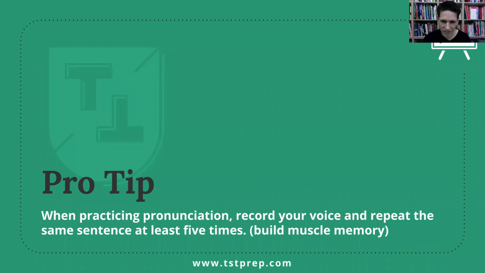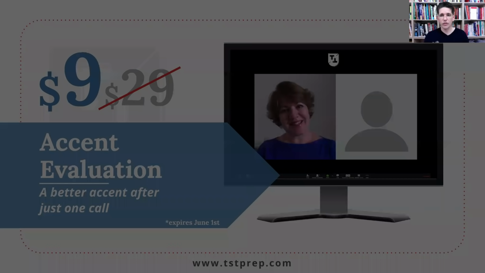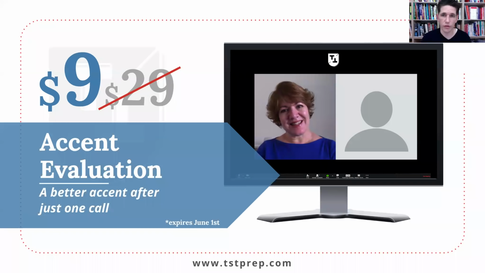So when practicing pronunciation, record your voice, repeat the same sentence at least 5 times, build muscle memory. A lot of accent, a lot of pronunciation training is about building your muscle memory, and the muscle is in your mouth. You're used to building your muscle memory in your own language. To do it in English is a little bit different. So to get to that next level, you have to repeat the same thing over and over again.